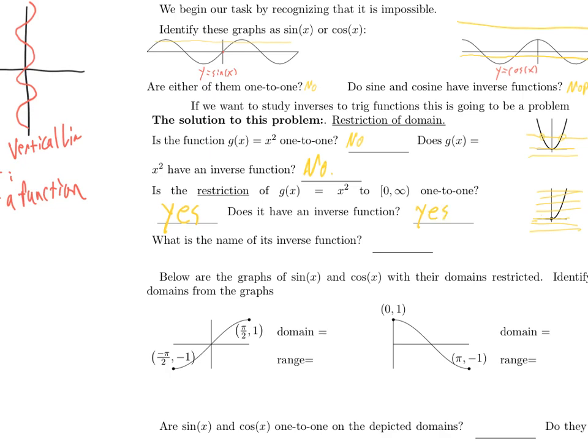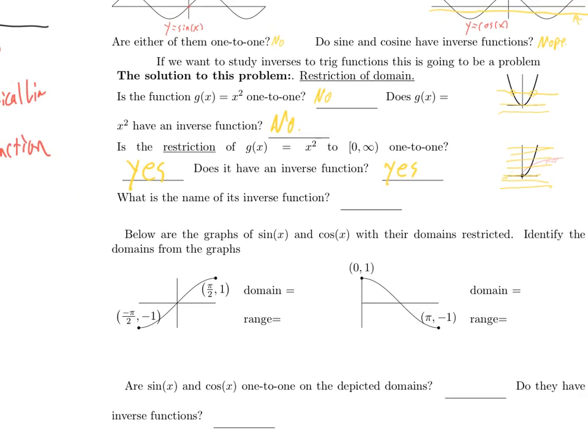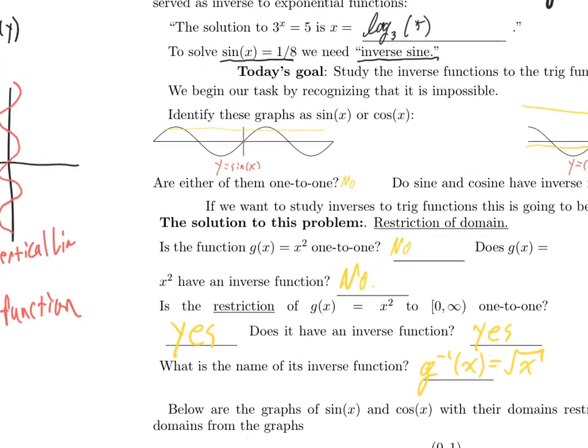Yes. And let's go ahead and even sketch a picture of the inverse to that function. So I'll take this graph and flip it over the line y equals x, giving me something like this, which is, of course, the square root function. So the inverse to this function g is the square root of x. All right, so armed with that, let's go back to looking at sine and cosine.